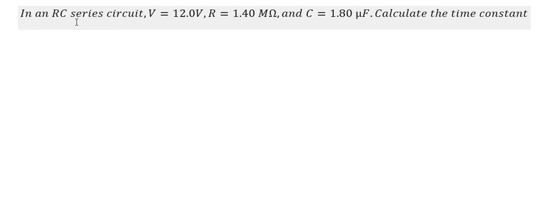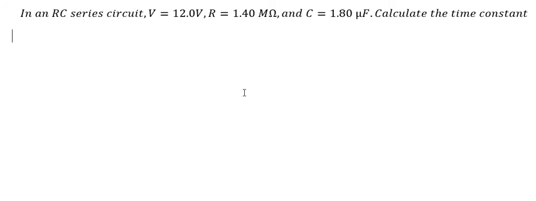In an RC series circuit, we have V equals 12 volts, R equals 1.4 mega ohms, and C equals 1.8 microfarads. Calculate the time constant.